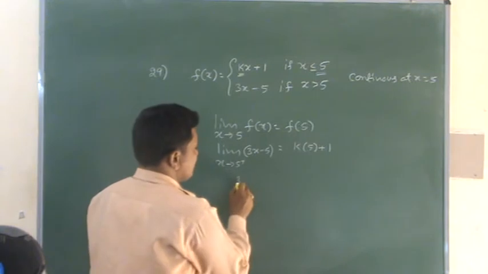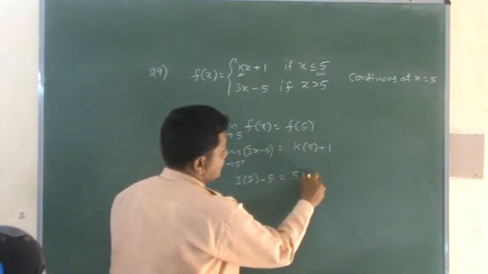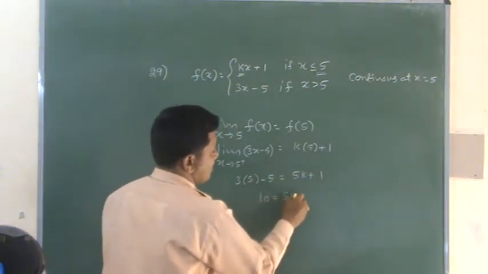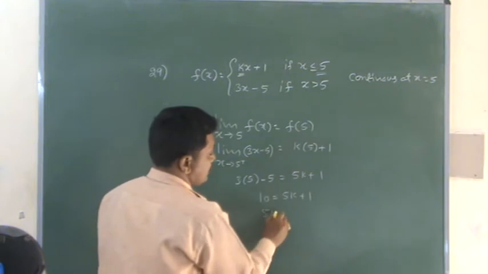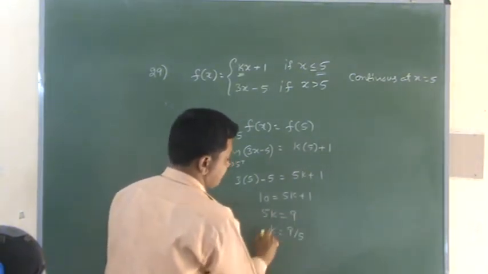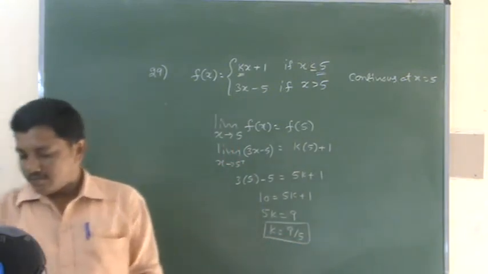Now substitute 3 into 5 minus 5 is equal to 5k plus 1. So 15 minus 5 is 10, which is equal to 5k plus 1. 5k is equal to 9. K is equal to 9 by 5. This is the answer for that question.